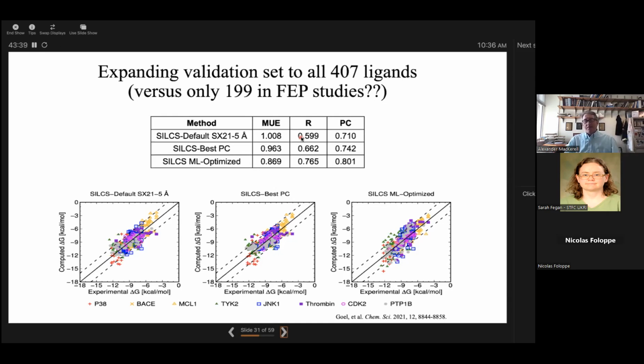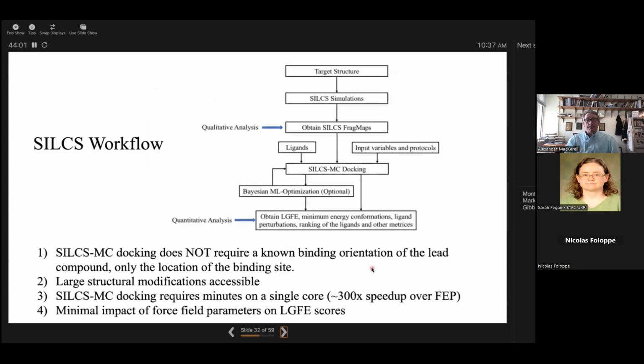And why did the FEP studies only do 199 ligands? I was told it's because FEP is slow. I'm not sure about that, but you can see the technology is quantitatively competitive with FEP, but thousands of times faster. Plus, you get this information on the contribution of individual atoms and functional groups to the overall changes in binding affinity. And this is just the workflow, but down here, I want to emphasize a couple of points.